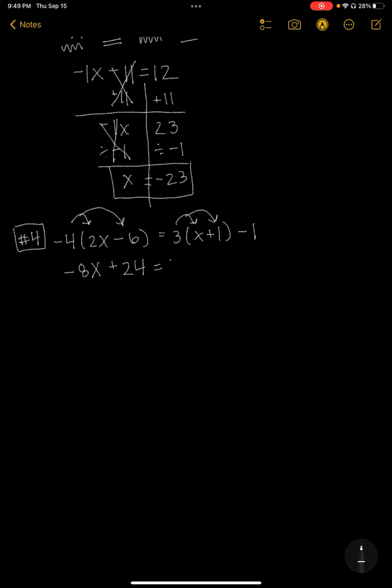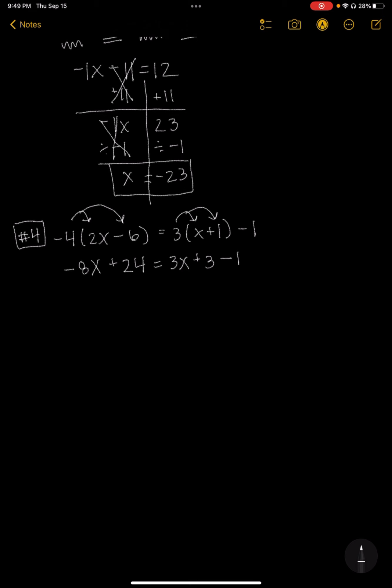So 3 times x is 3x. Then 3 times 1 gives me 3. And then we have this extra -1 we're going to tack on because we haven't done anything with that yet. The next step is to combine like terms. Now, the only like terms that I see that are on the same side are on the right side, and that's the 3 and the -1.